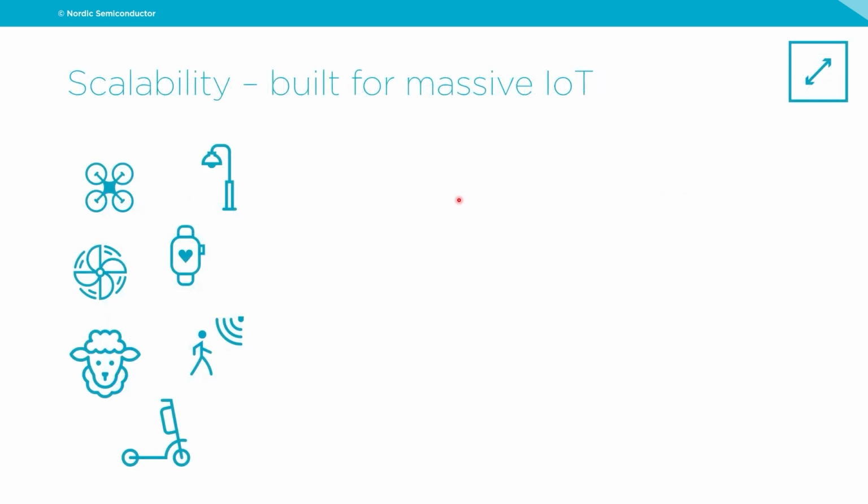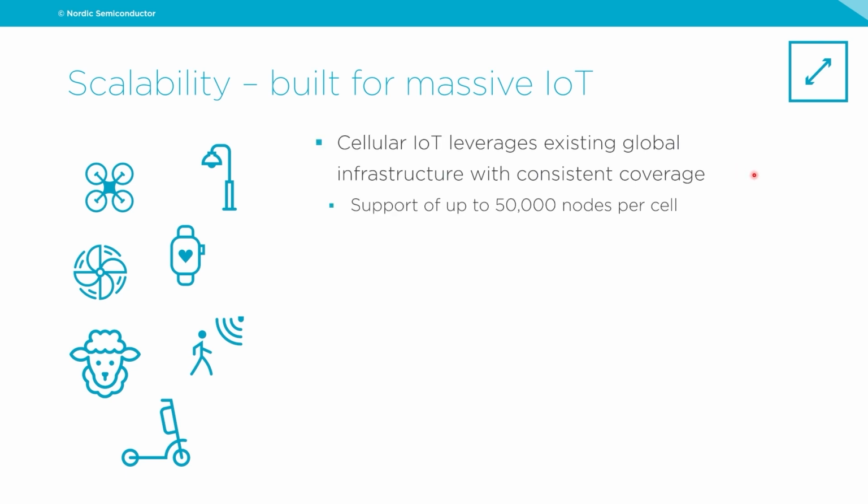And then moving to scalability. Cellular IoT was built for massive IoT, so devices can be connected anywhere, anytime. Of course, a big benefit is that it's leveraging existing infrastructure. And when it comes to a bit more detailed data, each base station can support about 50,000 nodes of LTE-M or NB-IoT devices.